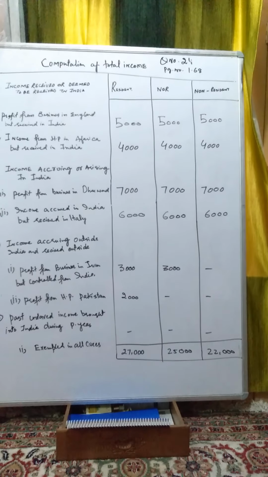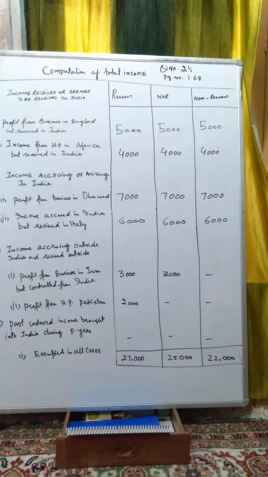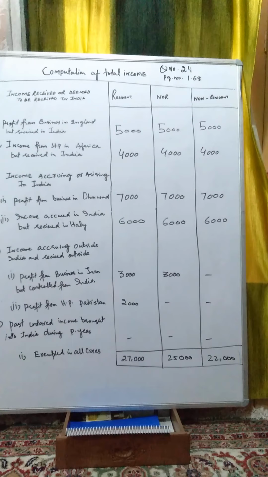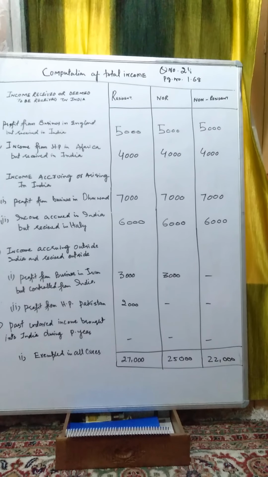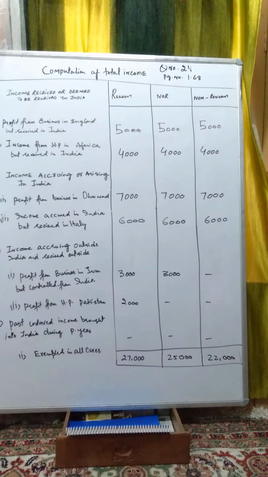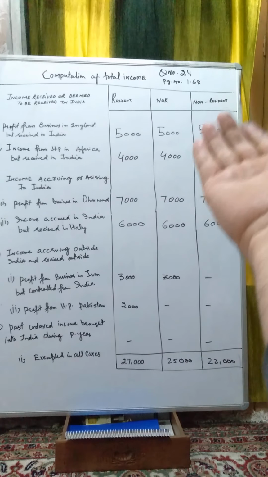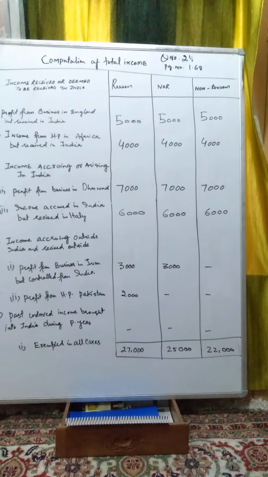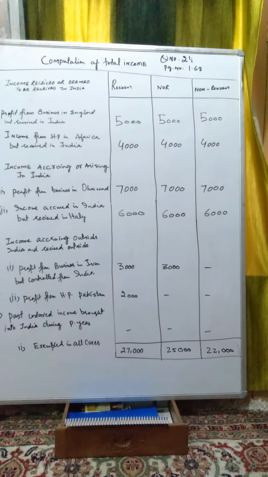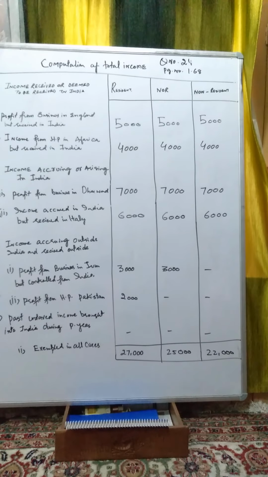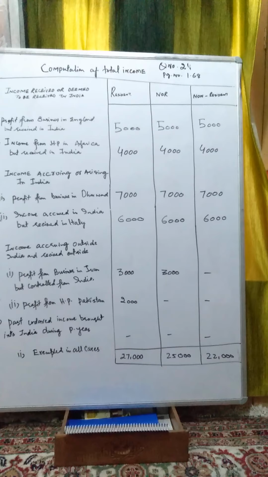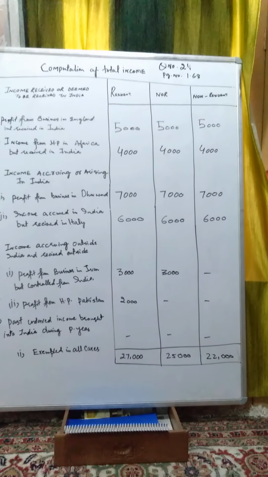So the table which I have already provided you, in that table you can see that it is taxable to resident and not ordinary resident. Again, profit from house property in Pakistan is purely foreign income and that is taxable to resident. At the end of the question, it was written that past untaxed income brought into India during the previous year is exempted in all the cases.